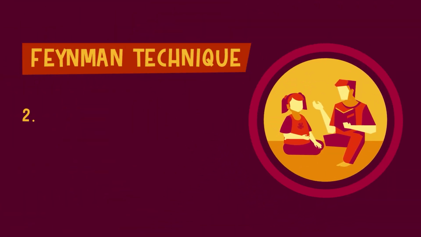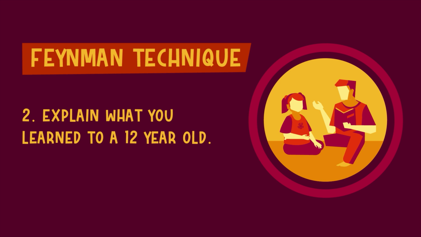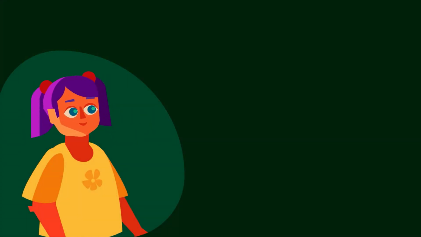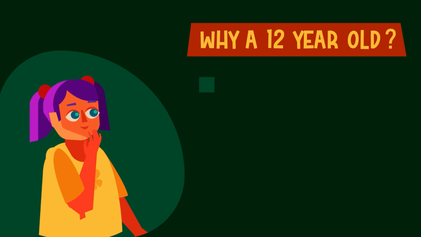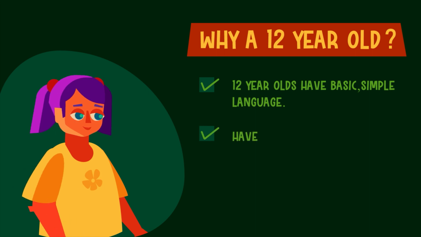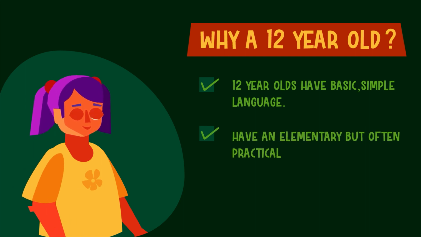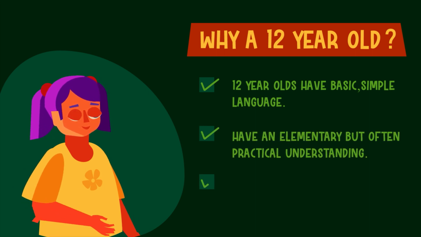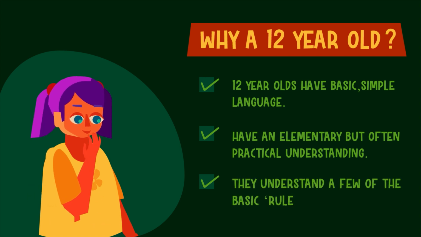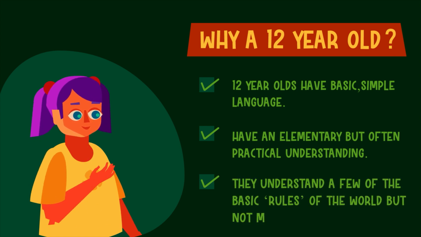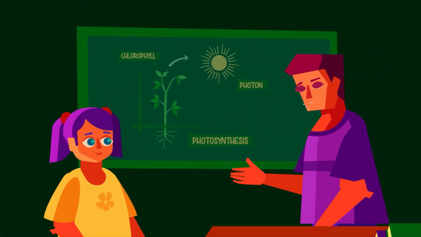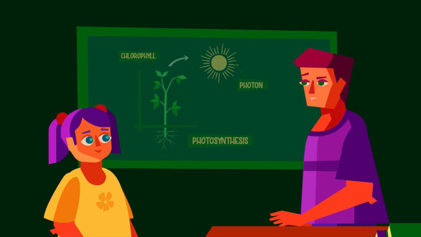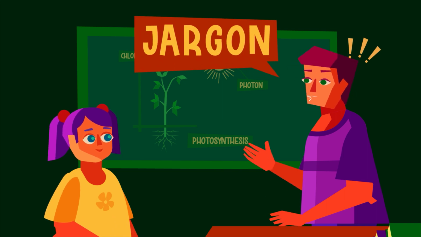Step 2. Explain what you learned to a 12-year-old. The point of explaining to a 12-year-old instead of someone younger or older than that is this. 12-year-olds have basic, simple language. They also have an elementary but often practical understanding of how the world works. So they understand a few of the basic rules of the world, but not much more than that. So when you will be explaining the topic, you would have to use simple, understandable language.